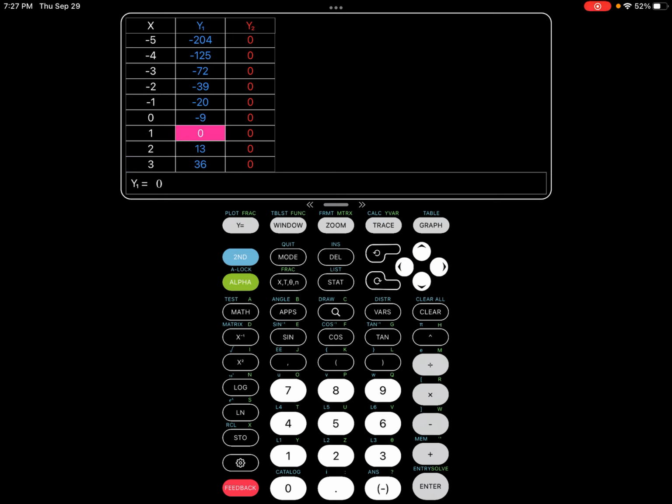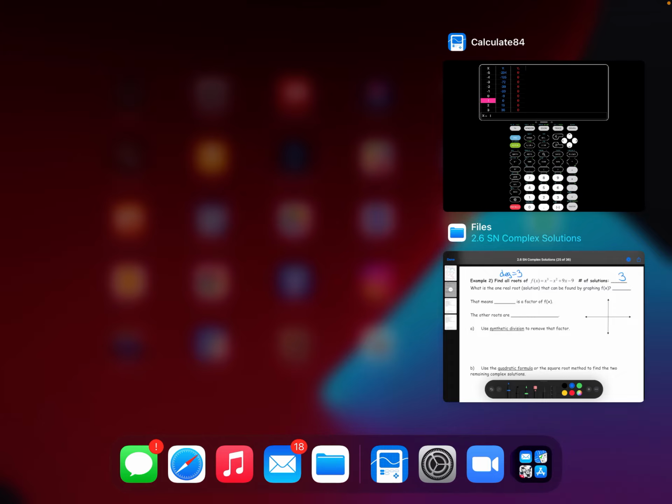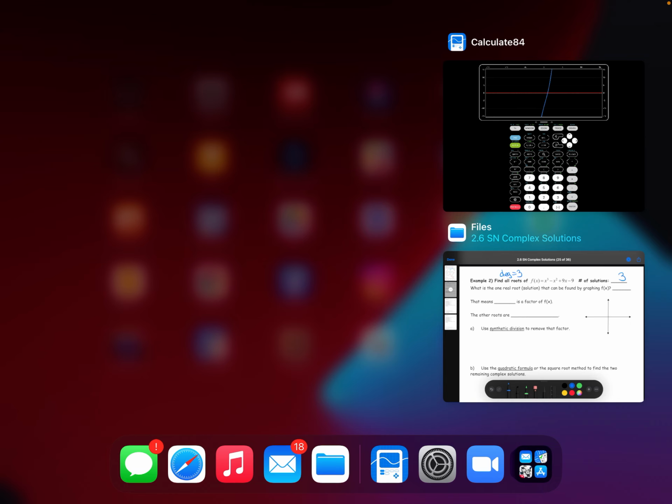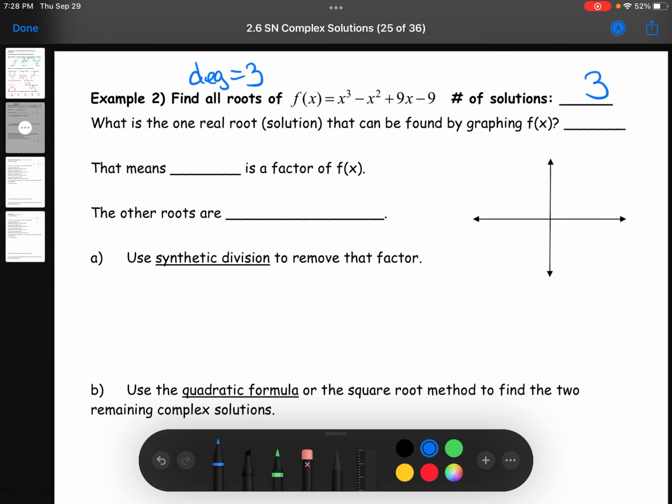I'm going to go to the table. I'm going to go down to x equals 1, and sure enough, there is a 0. At 1 comma 0, there is a root. So x equals 1 is a solution. Now, back to the graph here real quick. There are no other solutions. We can keep zooming out, but it will still give us just that one solution.